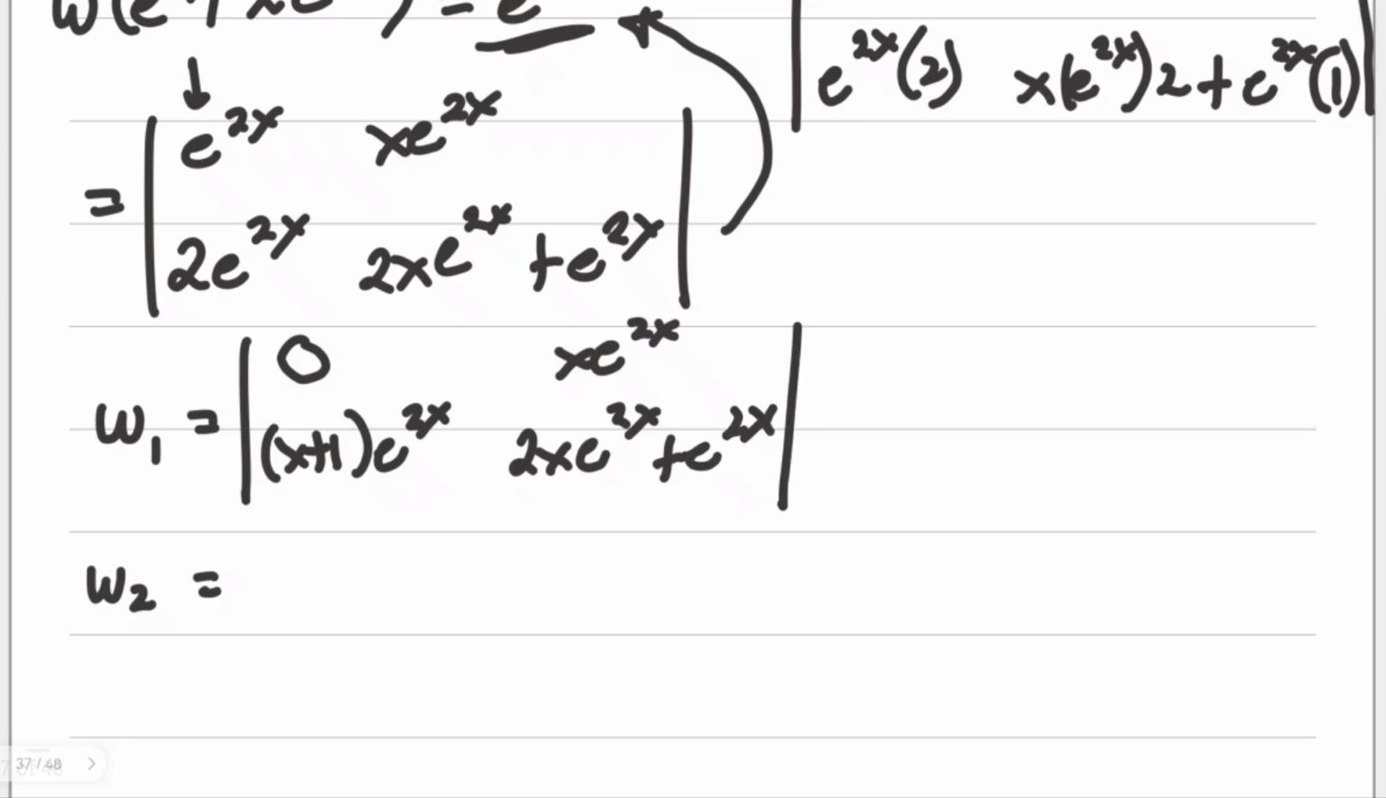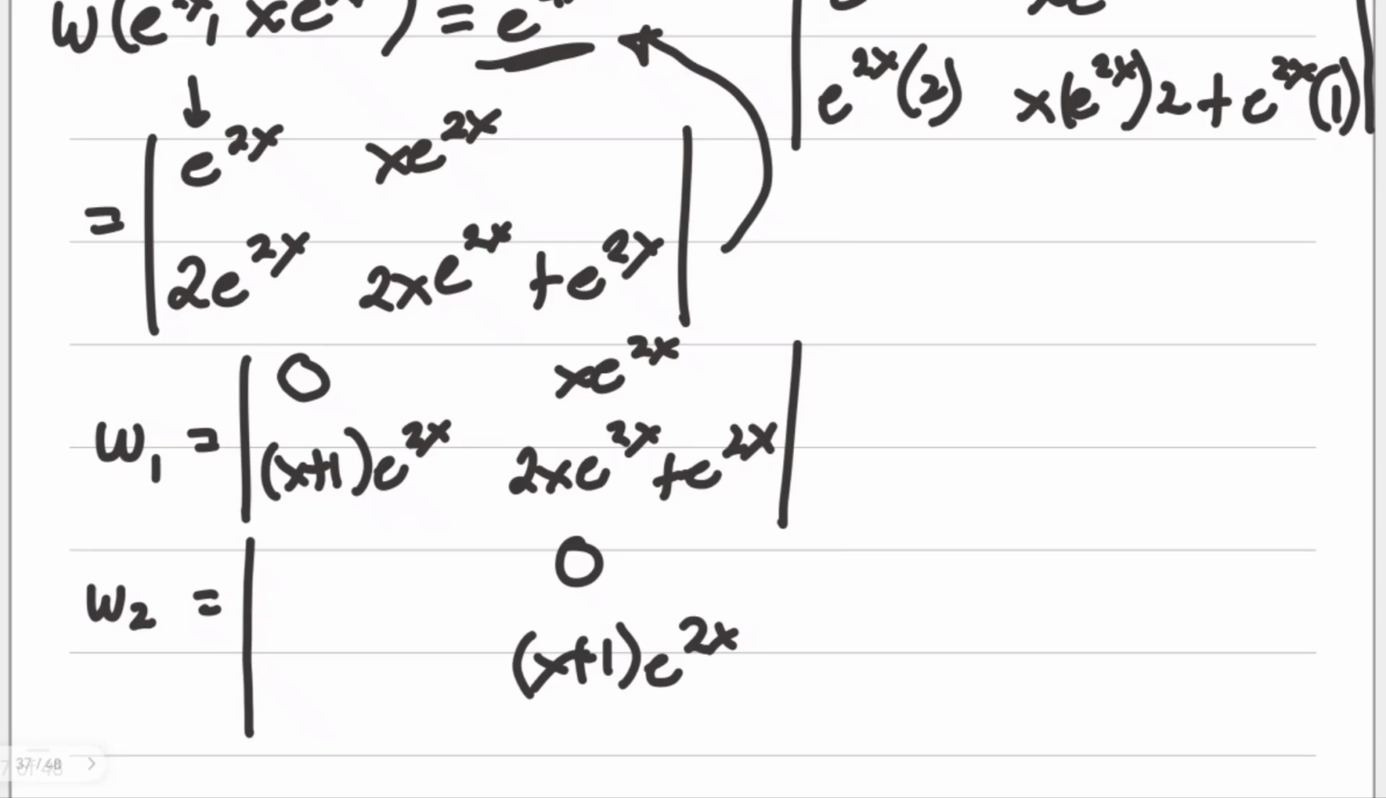For w sub 2, we will have this form on the second row. So you will have the second row 0 and x plus 1 e to the power of 2x. But the first row would be the original first row of the matrix involved in solving the Wronskian: e to the power of 2x and twice e to the power of 2x. So we'll be solving them independently. Let's start with w sub 1.